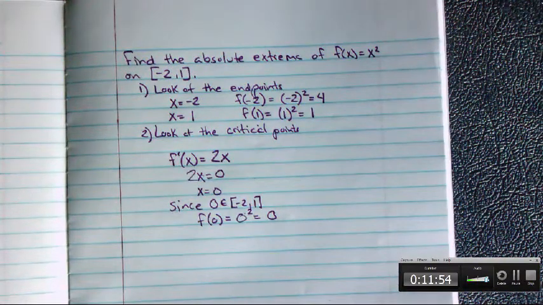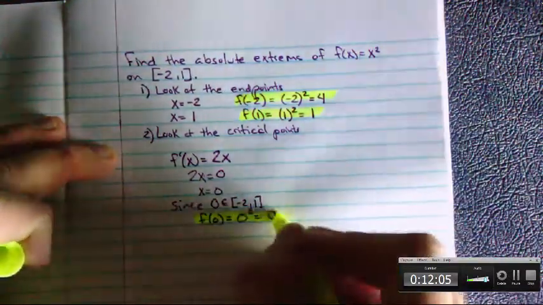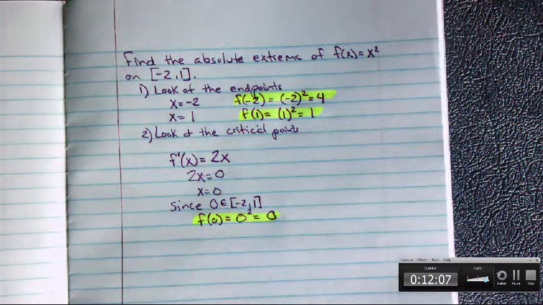The absolute extrema, the highest y value and the smallest y value, either occurs at an endpoint or at a critical point. So here are all of our y values. f of -2 is 4, f of 1 is 1, f of 0 is 0. We've identified our endpoints, we've identified our critical points, and we've plugged them all into the function to figure out the y values. Now it's just identify the absolute extrema.